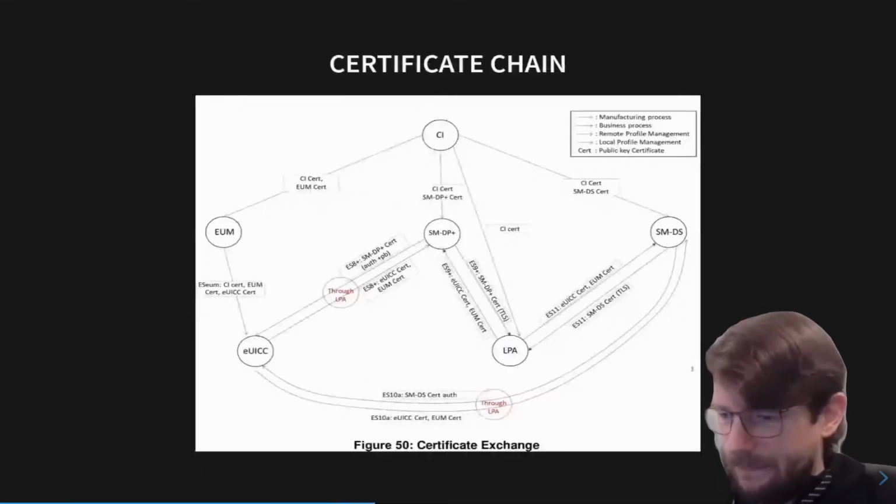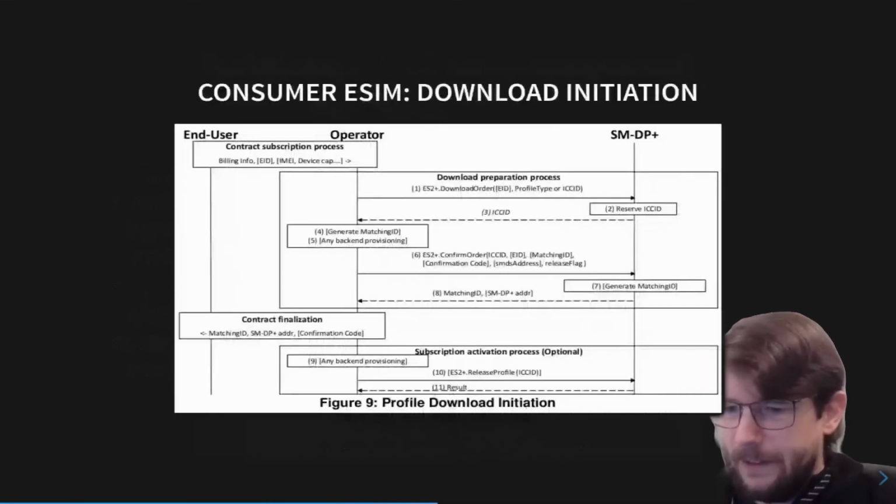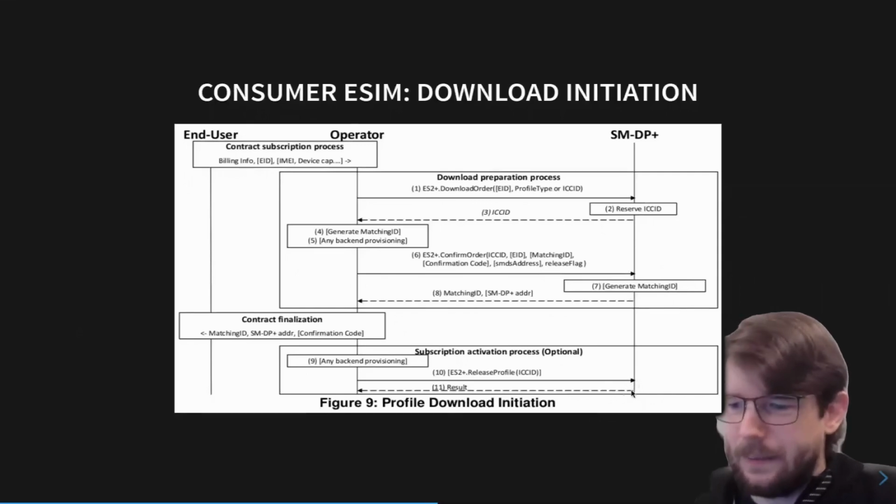Yeah, so we skipped the certificate chain, the compliance, and so on. We look very quickly at the consumer eSIM download, how that looks. So basically the end user makes some kind of contract with a mobile operator, and the mobile operator orders the creation of an eSIM profile at the SMTP Plus that gets confirmed back and forth, and at some point the operator activates that subscription. And at this point in the SMTP Plus, the eSIM profile can be downloaded.